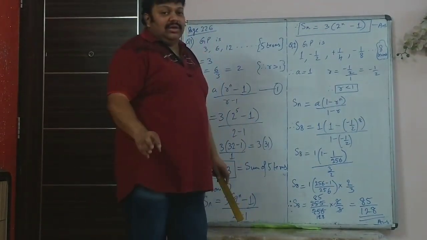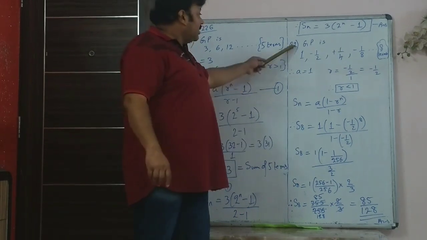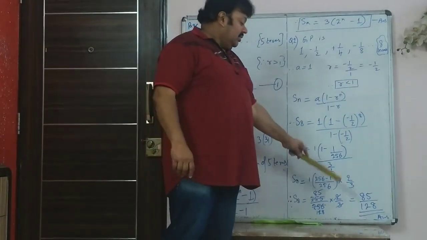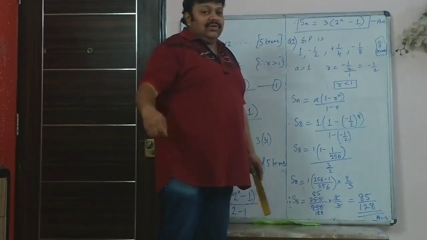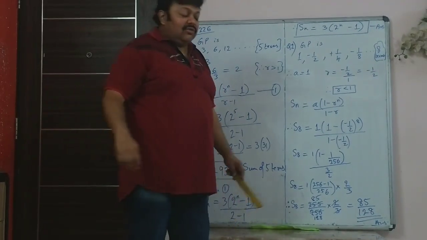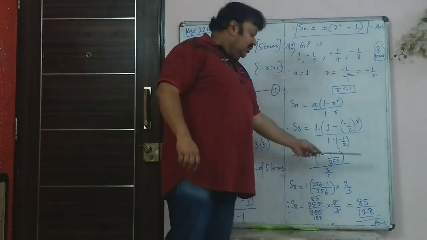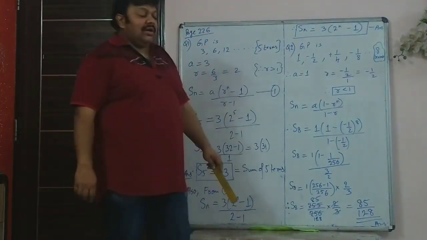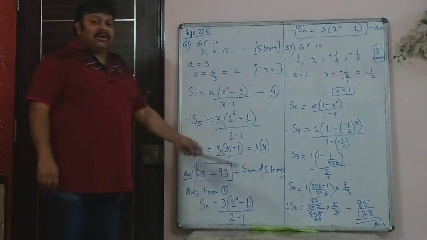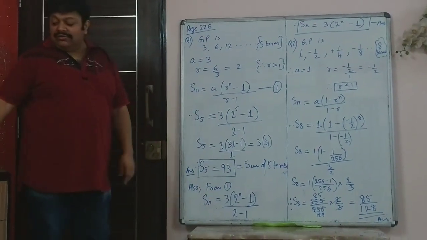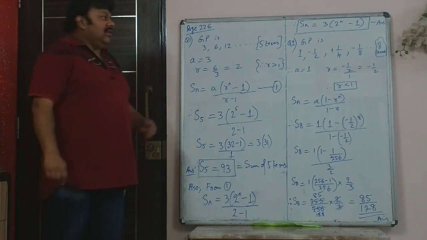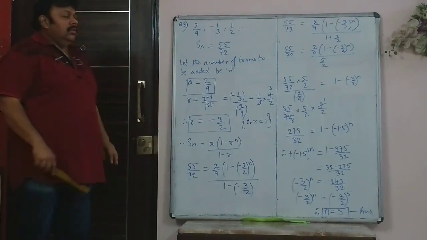Please make a note in your book. This second sum's answer was given wrong, so it was incorrect there. Make the correction in your book also. The answer for the second sum is 85 upon 128. Make that correction in the textbook also. We go on to the next sum.